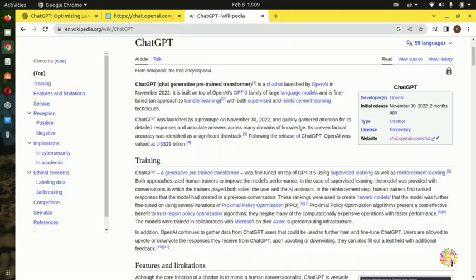because Wikipedia is one of the places that can briefly tell you straight away what something is. So ChatGPT, if it sounds alien to you, as I said, stands for generative pre-trained transformer. It is a chatbot launched by OpenAI, which is a company, in November 2022, which is version 3.5. It was built on top of OpenAI's GPT-3 family of large language models, and is fine-tuned, an approach to transfer learning, with both supervised and reinforcement learning techniques. ChatGPT was launched as a prototype on November 3, 2022.